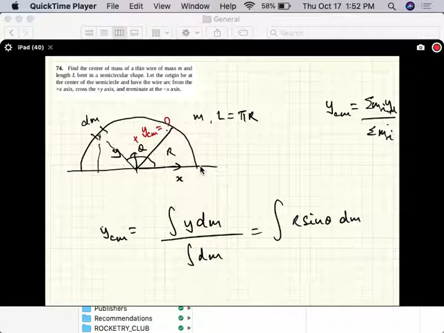dm, and the sum over all dm. Yep, dm referring to the piece, the mass of this little piece. Okay, this little piece. Everybody understand?